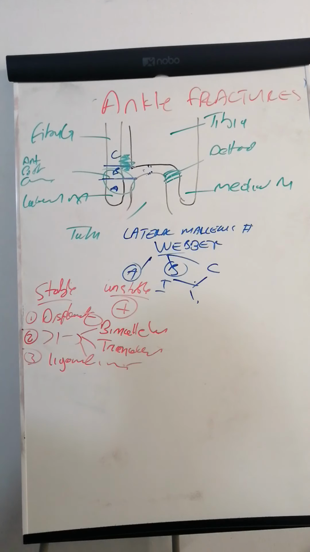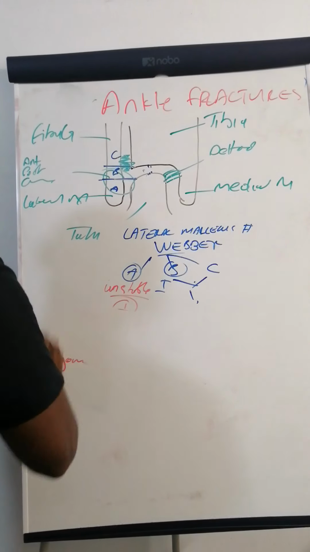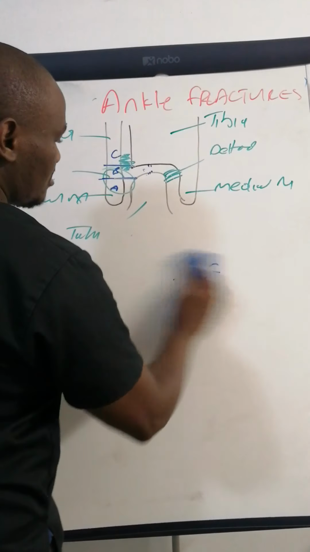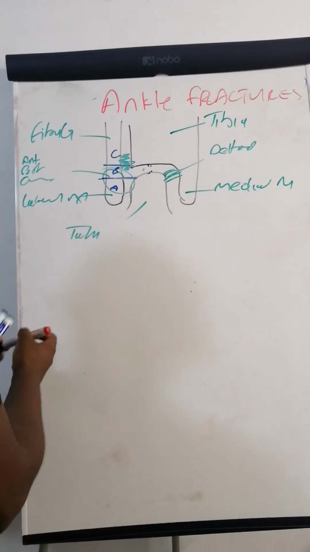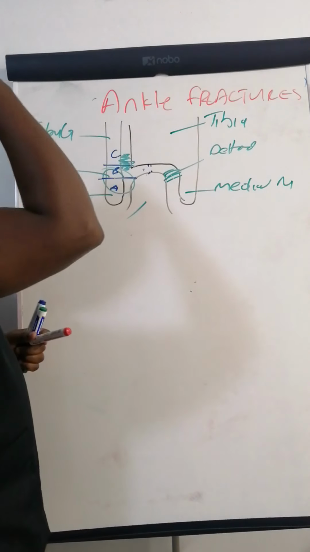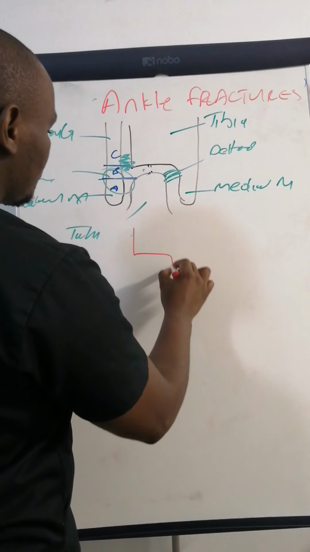Okay, so that's that. Now, let's talk about deltoid injury. How do you pick up a deltoid injury on an X-ray? Most of the time, when you send a patient for an X-ray, their X-ray will come back like this.